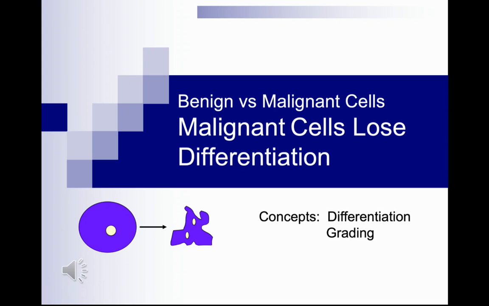When we talk about benign versus malignant cells, that malignant cells lose differentiation, we talk about the concept of differentiation and grading. Benign cells look like the cells they were supposed to be. Malignant cells begin to lose the look, the specialized structure and function. They lose differentiation.